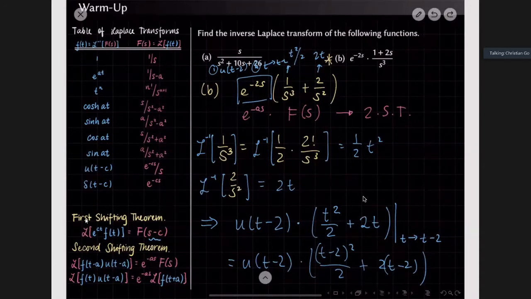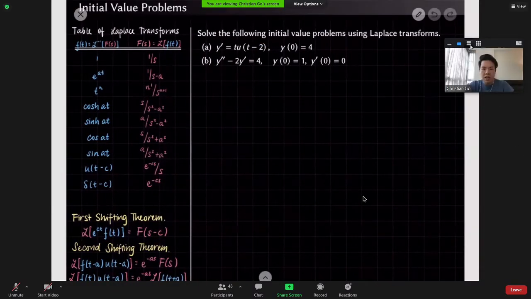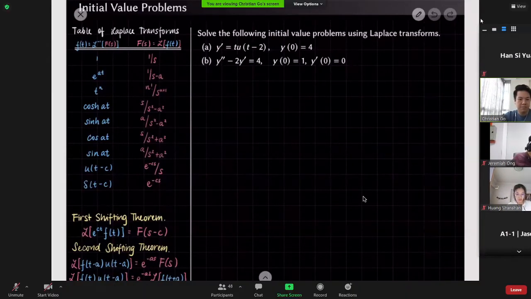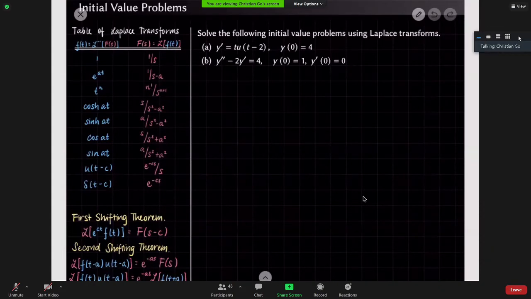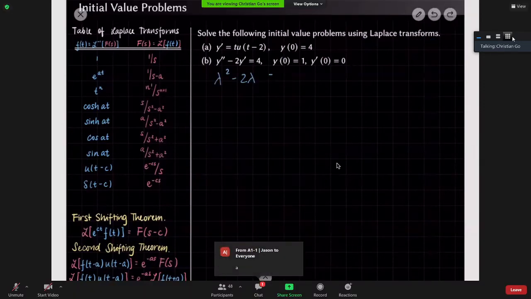Okay, so let's continue. This one I'll do for y'all. Do you want me to do A or B? Anyone? Also, you have to use the Laplace transform, so please do not try to cheat with lambda squared minus 2 lambda equals 0, homogeneous, non-homogeneous part. Okay, so I'm going to do A.